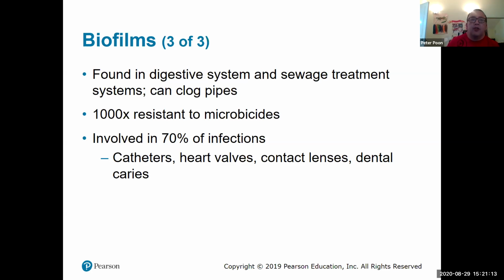Biofilms can be found in the digestive system and sewage treatment plants. They can even clog pipes that have slime growing on them. They're much, much more resistant to microbicides because the slime prevents the microbicide from getting to the microbe.